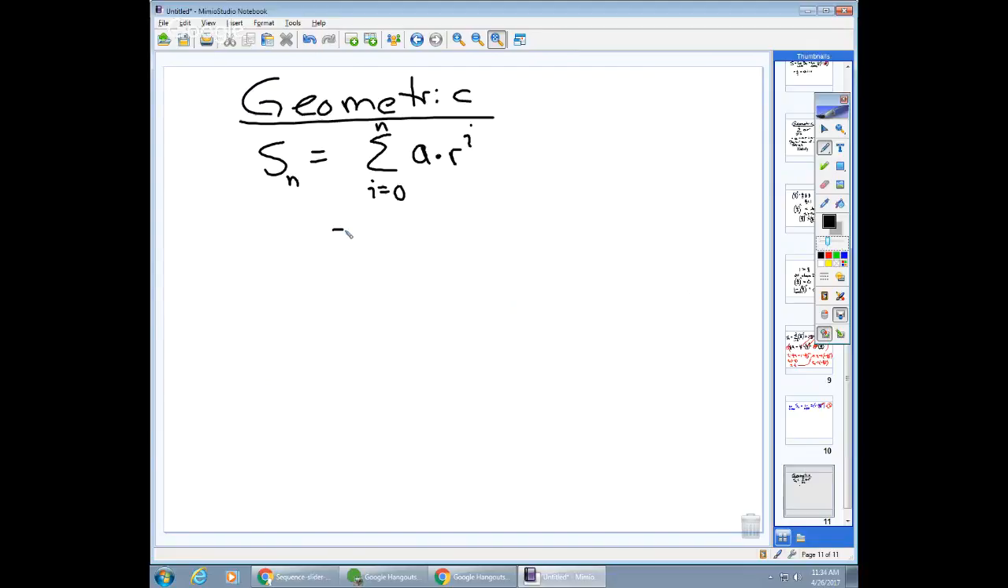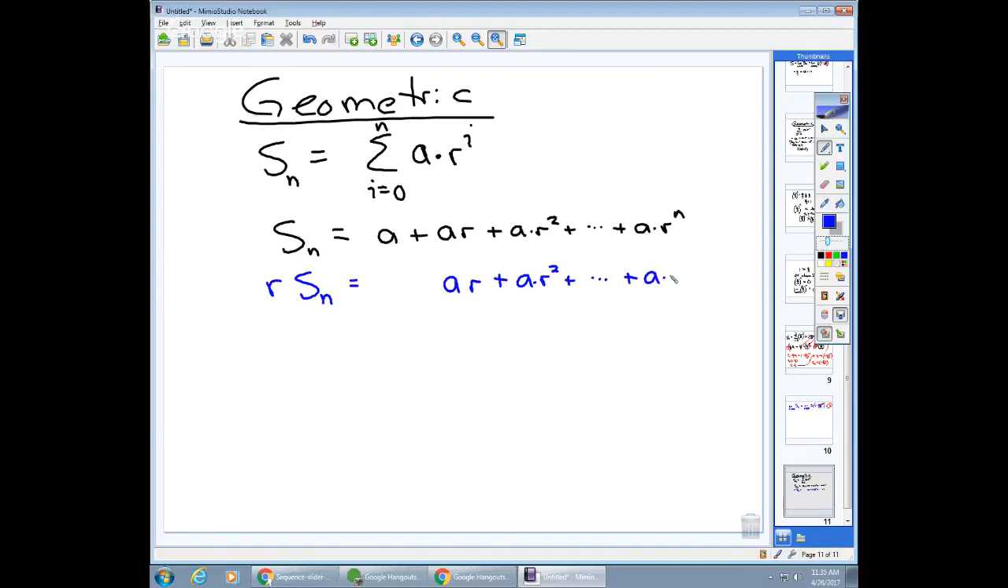And again, what that looks like is a plus ar plus ar squared all the way up to ar to the n. So what was our trick? Our trick was to multiply by r, the base of my geometric thing. So what does r s sub n look like? Well, that just shifts everything. That would be ar plus ar squared, and there'll be an ar to the n, but we'll have an extra one at the end, an ar to the n plus 1.